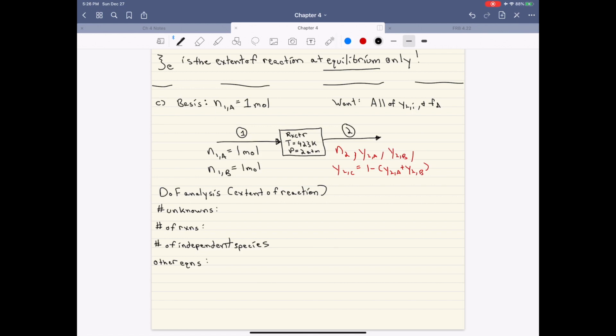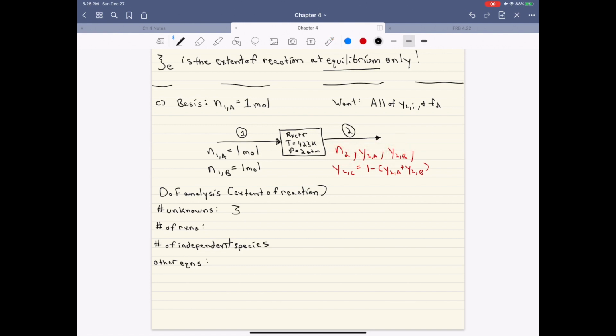Now for our number of unknowns, we have the total number of moles in our product stream, or coming out at the end, the mole fraction of A, and the mole fraction of B. For the mole fraction of C, since we're dealing with 3 components, it's just related to the mole fractions of A and B. So we're not going to count this one as a variable, because if we know these two, then we could figure out that one. So really, the number of unknowns we have is 3.